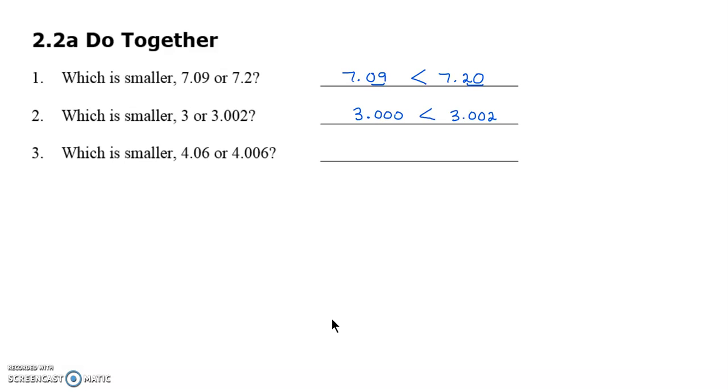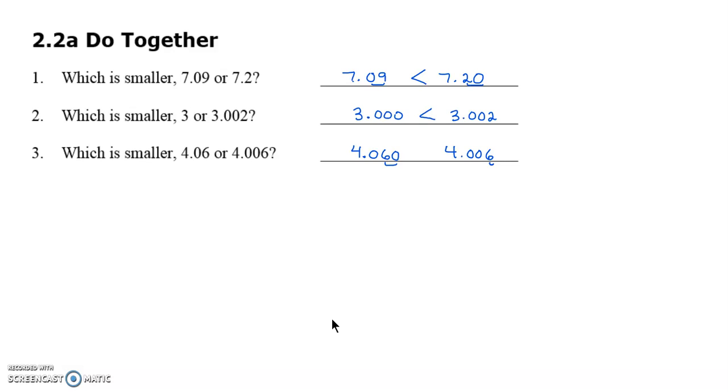And then number 3, which is smaller, 4.06, going to 2 decimal places, or 4.006. Well, let me add a 0 here, and then let me compare. 4 is the same, but if I look on my decimal side, I have 60 here, whereas I just have 6 here.